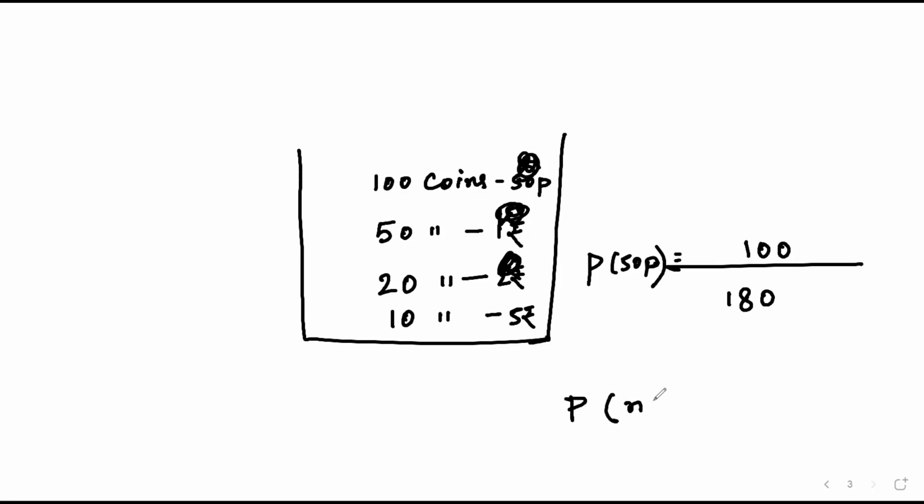Now the next one is asking, will not be a 5 rupees coin. Probability of getting a coin which is not a 5 rupees coin. So we know there is a formula which says 1 minus the probability of getting a 5 rupees coin. How many coins are there which are of 5 rupees? 10 coins are there out of 180. Now we just have to simplify it. Is it clear? Yes, ma'am. Let's move to the next one.